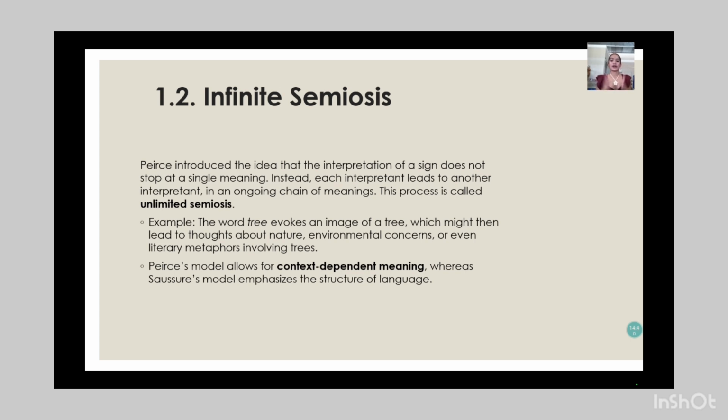For example, the word tree evokes an image of a tree, which might then lead to thoughts about nature, environmental concerns, or even literary metaphors involving trees. So Peirce's model allows for context-dependent meaning, whereas Saussure's model emphasizes the structure of a language.